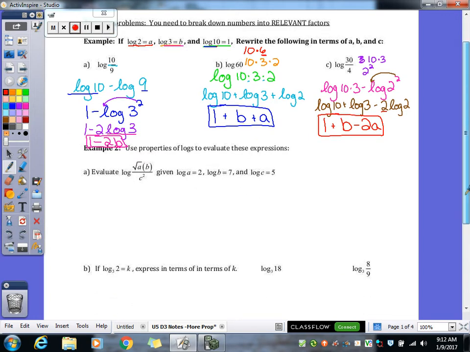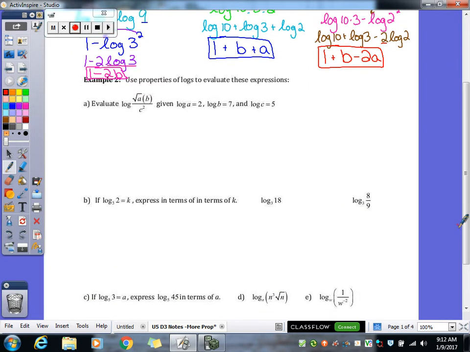So here we have another example. They want us to evaluate this statement here when we were given that log a is 2, log b is 7, and log c is 5. So we're going to be replacing some with numbers this time. I know because of this radical here, this is really a to the 1/2 times b over c squared. Remember, we always rewrite those radicals as exponents.